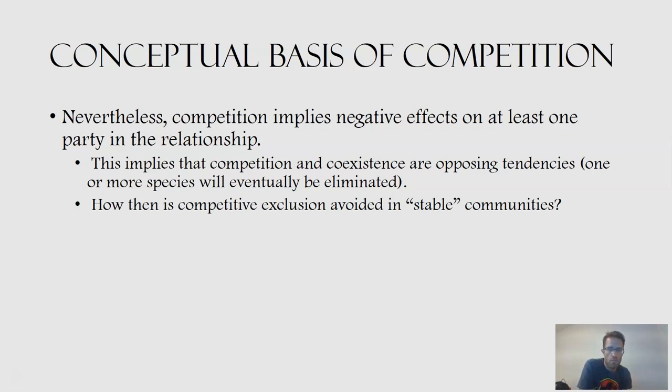But whatever it is, competition does imply negative effects on at least one party, one individual, one species within that competition. It makes us think that competition and coexistence might be mutually exclusive, opposing tendencies, where one or more species will eventually be eliminated when competition exists. But if competition is always happening, there's limited water or limited nitrogen or limited space or limited sunlight, how then is competitive exclusion avoided for these communities that seem quite stable?